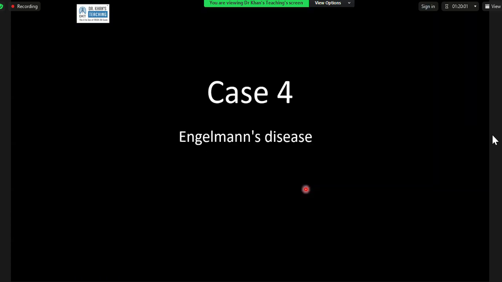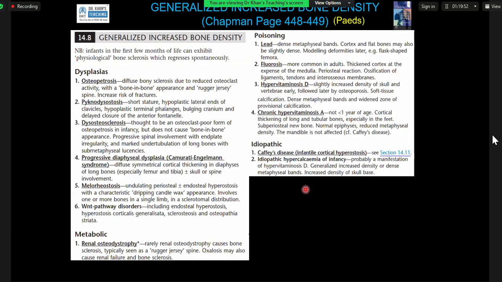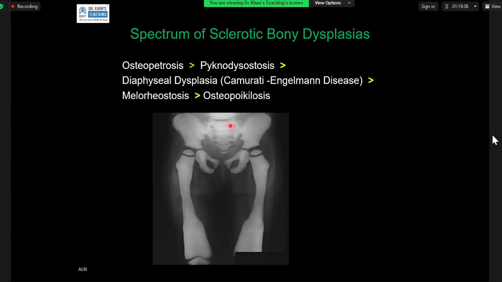Now, this is Engelmann's disease. So the thought process was good, but of course, because it has not been seen, the name did not come to mind. This is what we call generalized increased bone density in a child, and there is a spectrum. Let me show you this slide and we'll come back to this. What is the spectrum? The spectrum of sclerotic bony dysplasias. Take a picture of this.